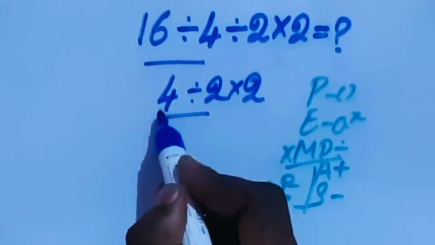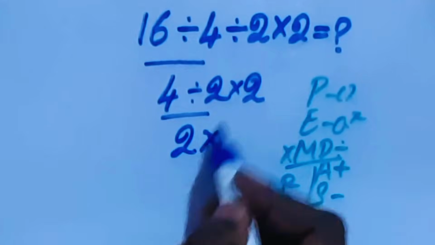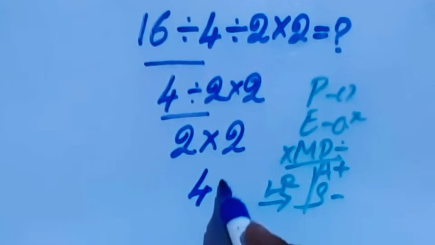Here, left to right is this 4 divided by 2. 4 divided by 2 is 2, times this 2. Here 2 times 2 is 4, which is the correct answer.